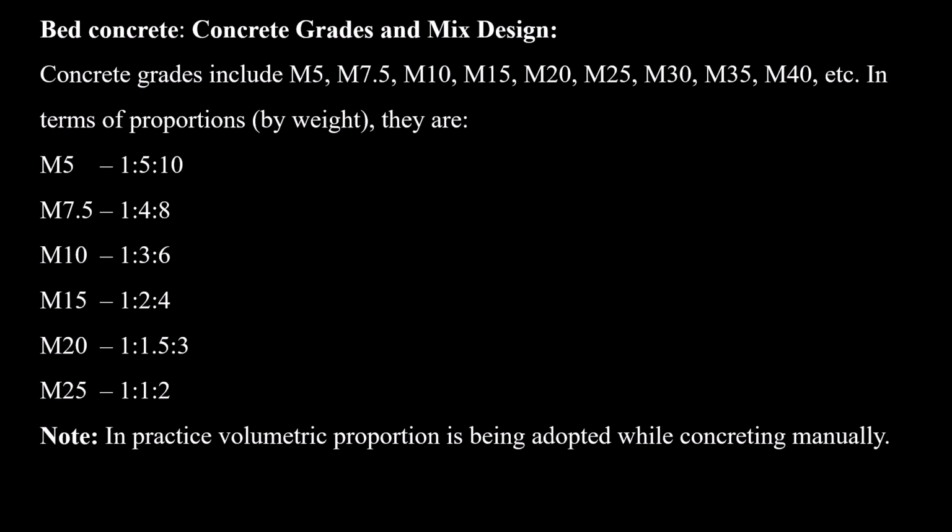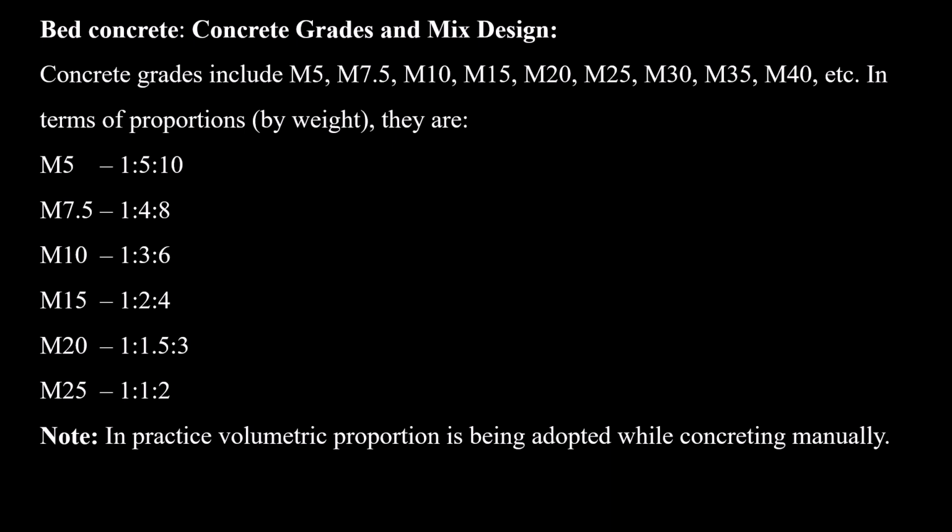Bed concrete. Concrete grades and mix design. Concrete grades include M5, M7.5, M10, M15, M20, M25, M30, M35, M40, etc. It goes up to M200. In terms of proportions, that is by weight, they are M5, 1:5:10, M7.5, 1:4:8, M10, 1:3:6, M15, 1:2:4, M20, 1:1.5:3, M25, 1:1:2. In practice, volumetric proportion is being adopted while concreting manually.